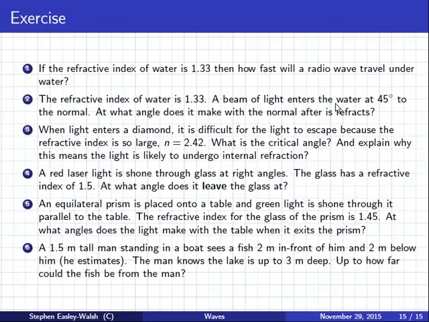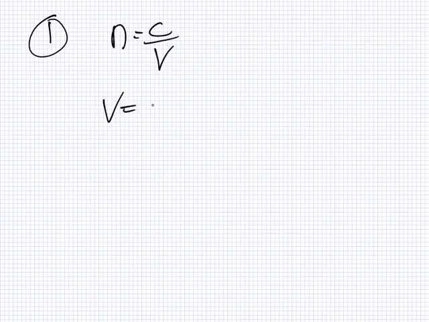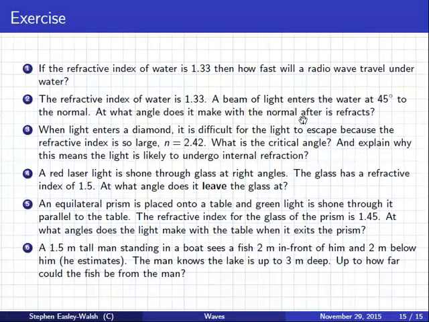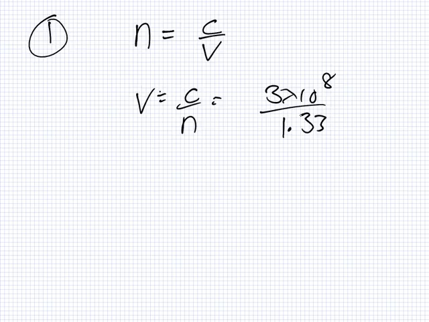Right, let's do these. If the refractive index of water is 1.33, then how fast will a radio wave travel? So N equals C over V. Oh, sorry, that's the wrong way, isn't it? N equals C over V. No, that's it. I want V equals C over N, which is 3 times 10 to the 8 over 1.33. Which is 2.26 times 10 to the 8 meters per second.